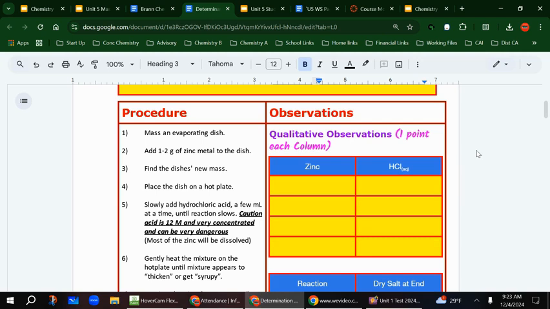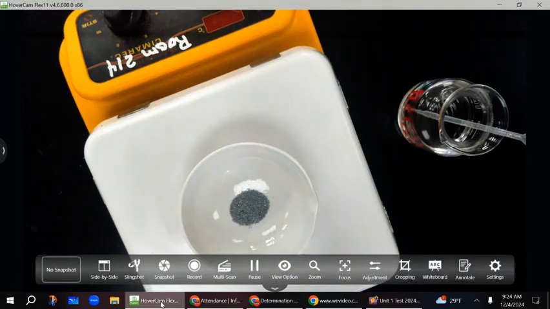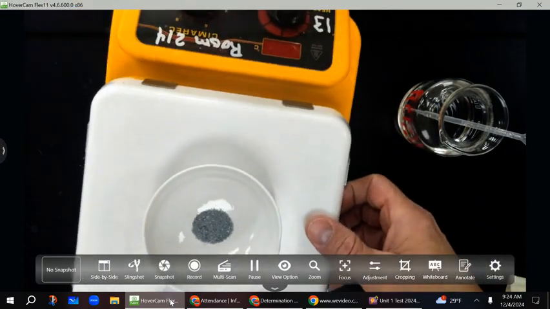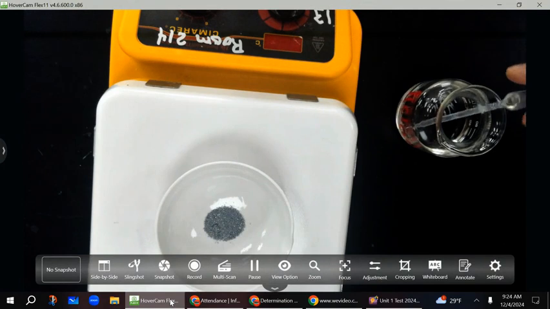Then you are going to slowly add hydrochloric acid, a few milliliters at a time, until the reaction slows. So let's show you what that will look like, ladies and gentlemen. When you are doing this, you do not pick up the hydrochloric acid off of the bottle. You slide the bottle so that it is next to your hot plate. You then, ladies and gentlemen, have your dish on there with the zinc in it. I'm going to take and I am going to add a full dropper full of acid to the zinc.